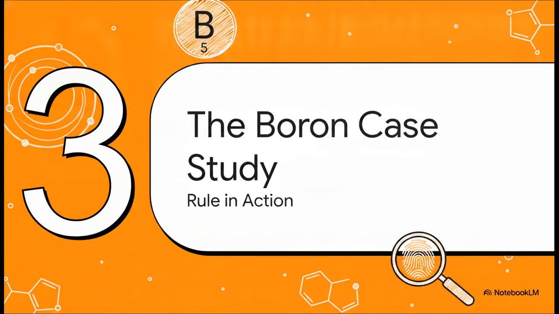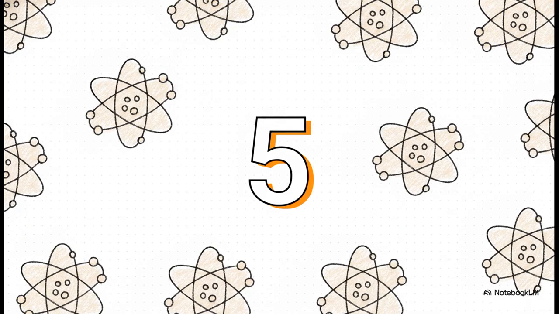Part 3, the boron case study. Let's look at a specific piece of evidence and see this rule in action. 5. That's it. That single number tells us literally everything we need to know about our case study today: the element boron. Every single atom of the element boron has exactly 5 protons in its nucleus, which means, by definition, its atomic number is exactly 5. If it has 4 protons, no way, it's not boron. If it has 6, absolutely not boron. Boron is completely and totally defined by the number 5.